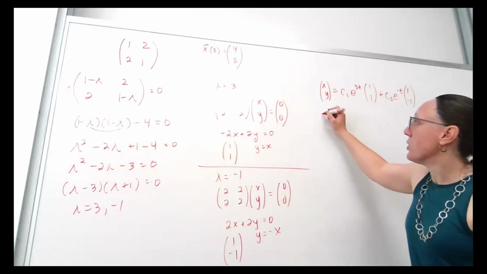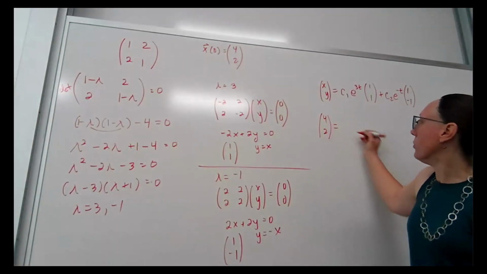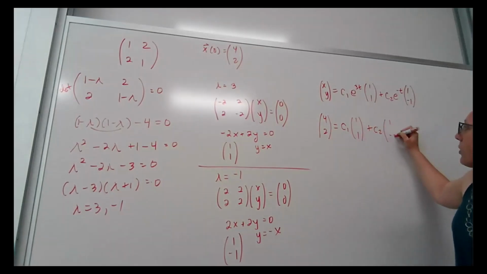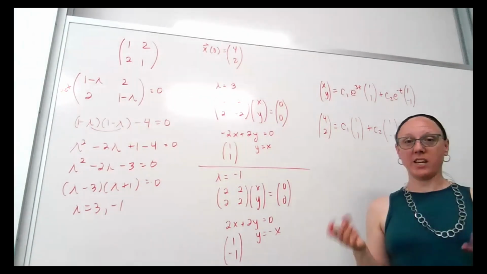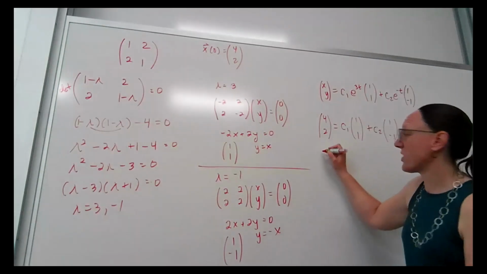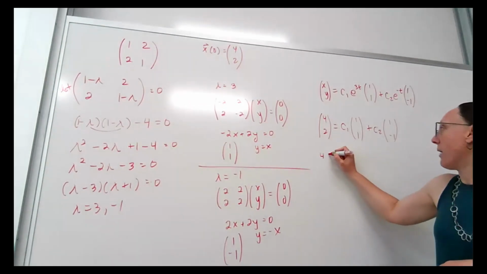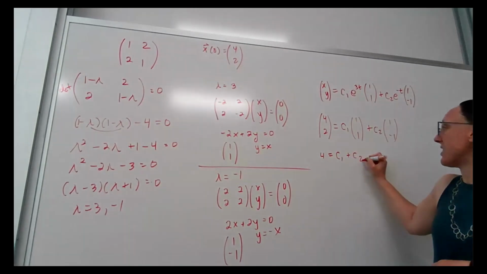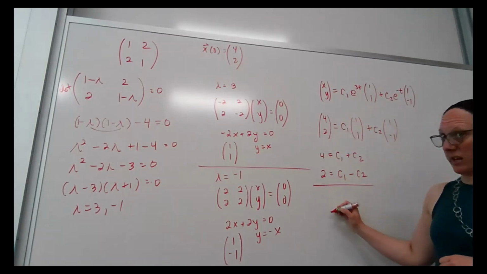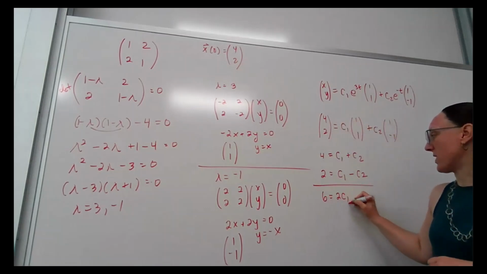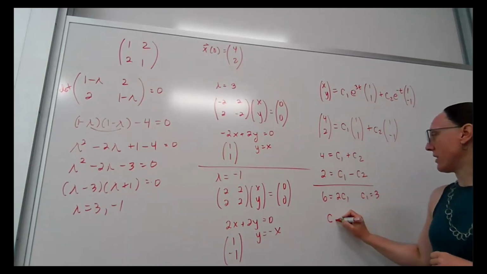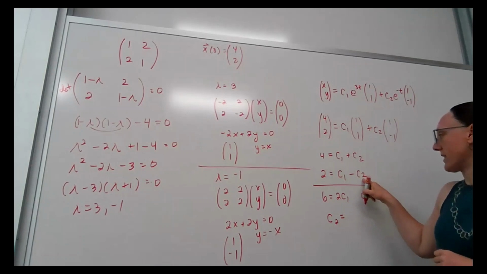That'll work? Okay. So our initial condition of (4, 2) means I've got c1 times (1, 1) plus c2 times (1, negative 1), because when I plug in 0 for t, e to the 0 is 1. Good with that part, right? Okay. So now, reading across the top row, I've got 4 is equal to c1 plus c2. 2 is equal to c1 minus c2. And if I add straight down, 6 is equal to 2c1. c1 is 3. And if c1 is 3, then c2 has to be 1.